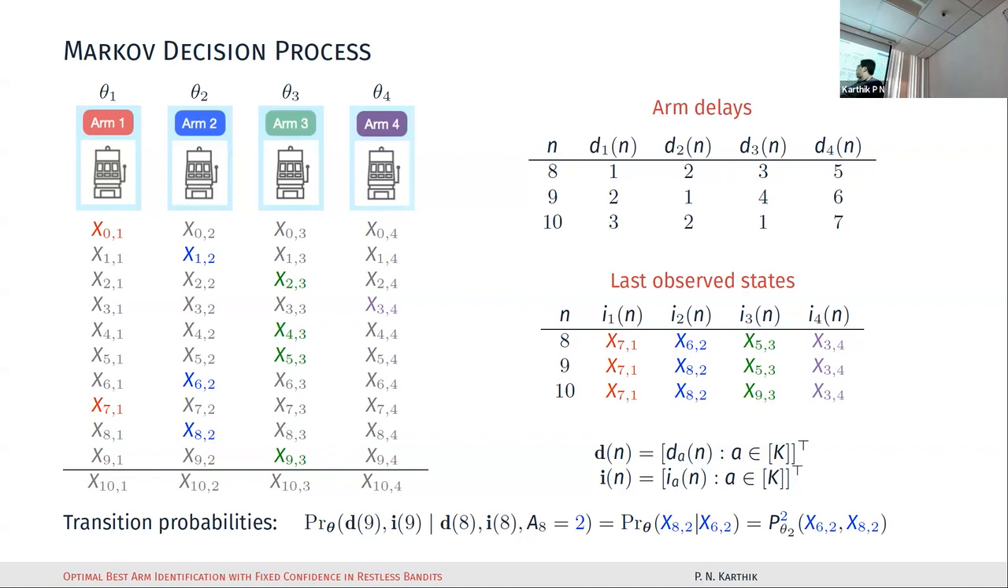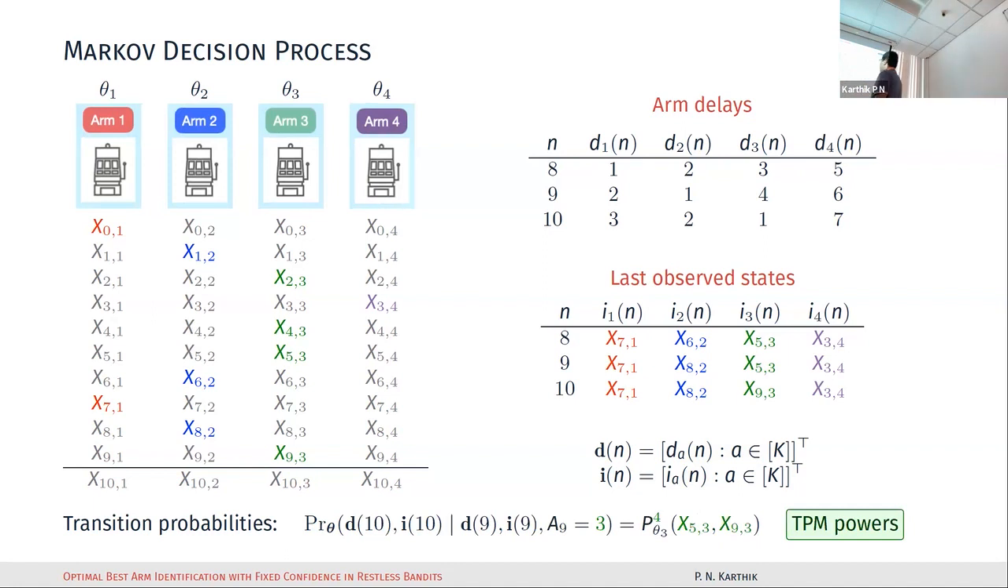Okay. For example, if you were to look at what is the probability that at the current time instant, the current state is d8, i8, action a8 was chosen, you go into some state d9, i9. What is the probability that this happens? Given that action a8 is equal to 2, that means arm 2 was chosen, that is in blue. It's the probability that you transition from x62, that was the previously observed one, to x82 after a gap of 2 time instants. So that is simply the transition matrix P theta 2 raised to the power 2. Correct? So that's what it is. It's a very simple calculation.